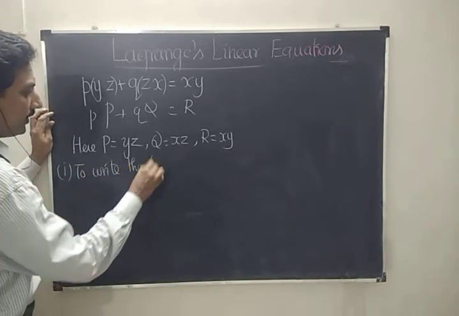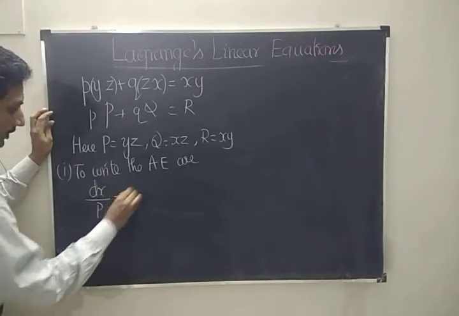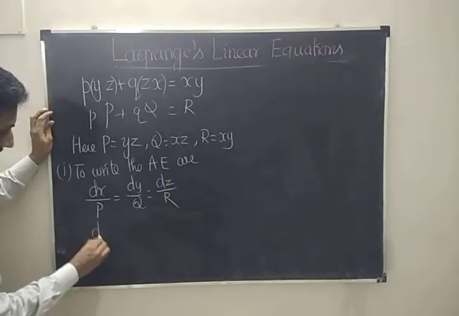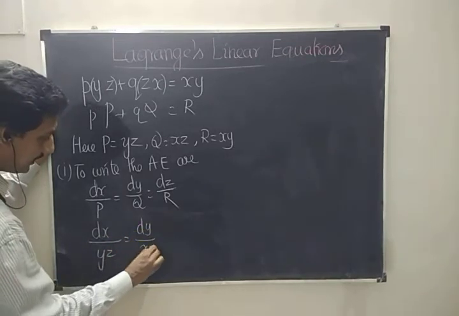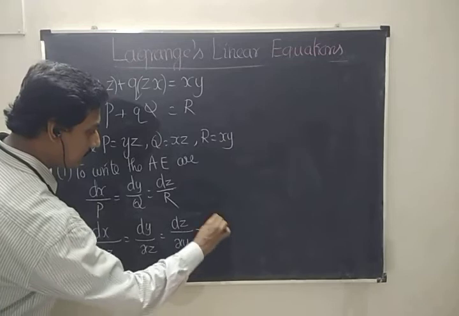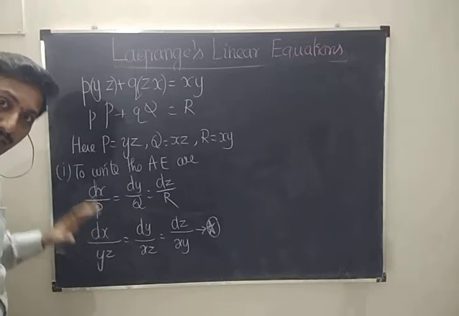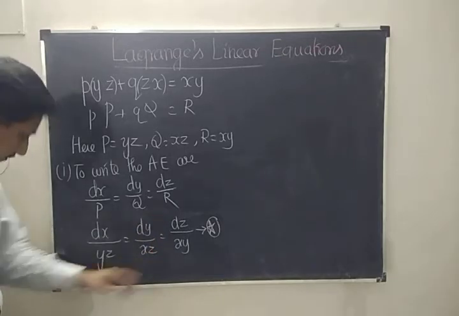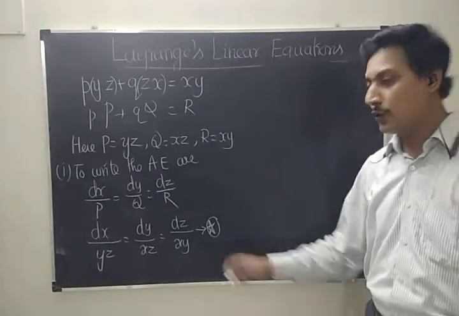To write the auxiliary equations: dx by capital P is equal to dy by capital Q is equal to dz by capital R. So dx by yz, dy by xz, and finally dz by xy. So this is my auxiliary equation, the superstar equation. These are not fractions, these are ratios. See the dx, but here x is missing, here y is missing, here z is missing. So my aim is to find two independent solutions from this superstar equation.